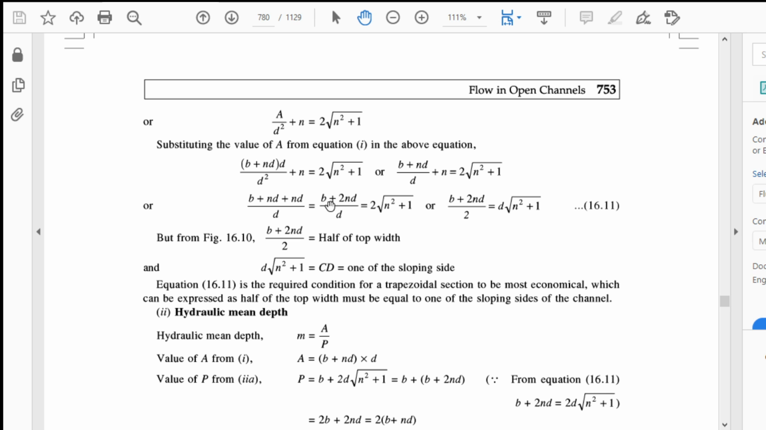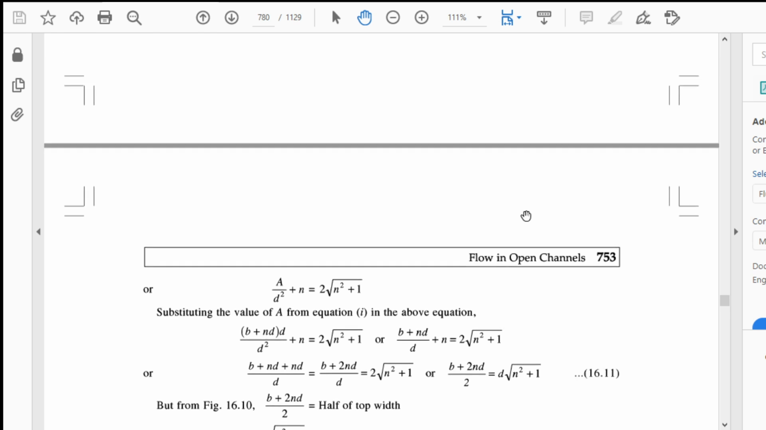We all are aware that B plus 2ND is nothing but the top width. So these two can be shifted to the numerator and denominator, and this D value can be shifted to the numerator. The final expression will be (B plus 2ND)/2 should be equal to D square root of n square plus 1.